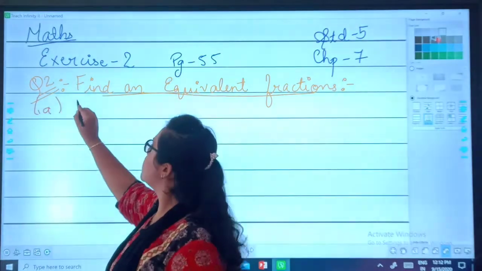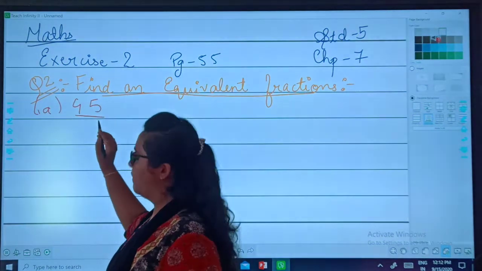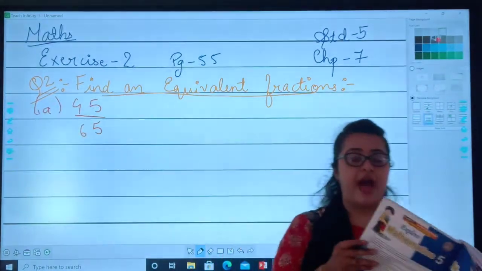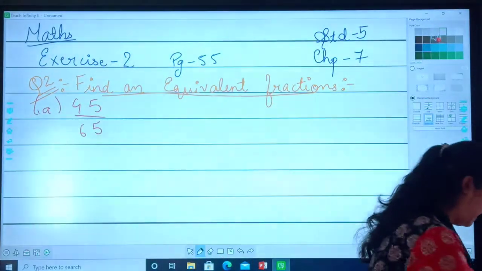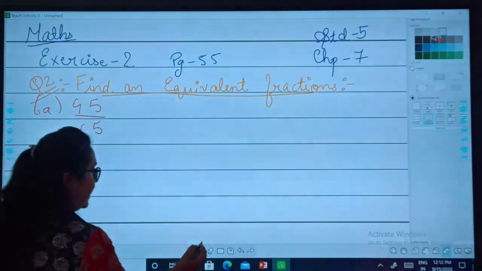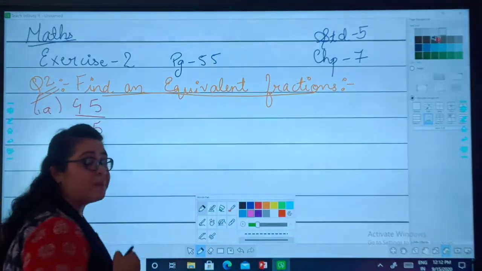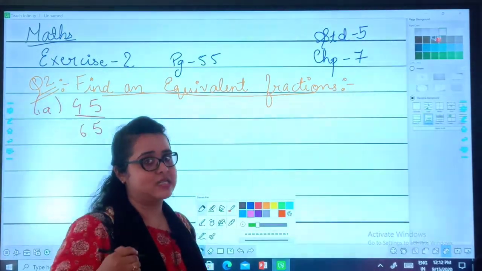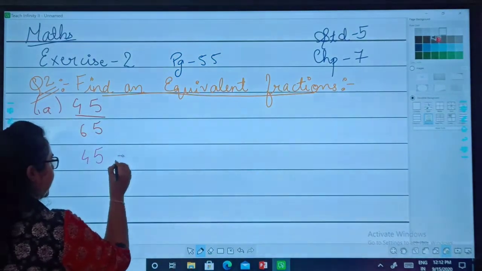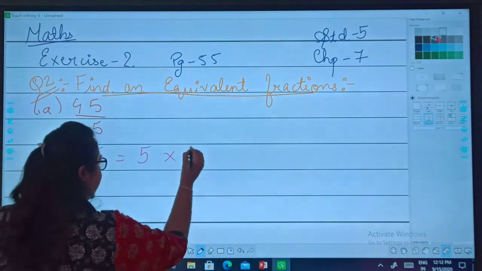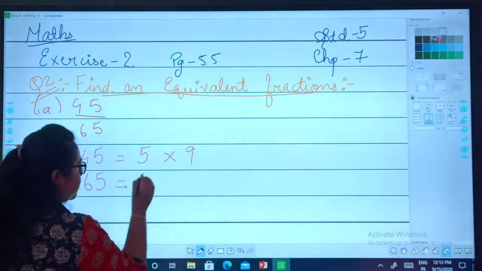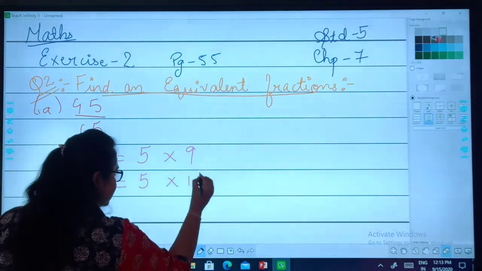The question is 45 and 65. So now I will write first of all how I can break this 45 and how I can break the 65. For that I will be doing the LCM. कि मुझे पता चले कि मैं इस 45 को कैसे ब्रेक कर सकती हूँ. Simple, I can break like this. See, 45 I can break like this. 5 9s are 45. 65 को मैं easily break कर सकती हूँ. 5 13s are 65.